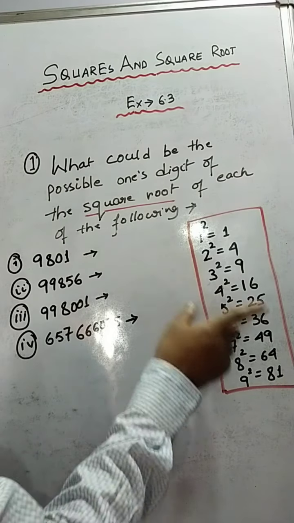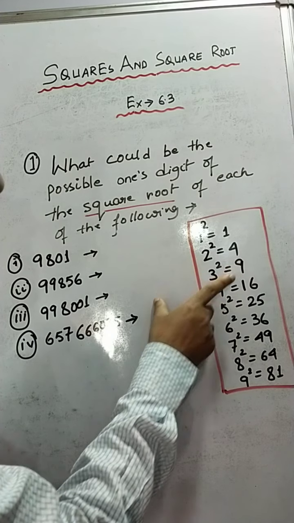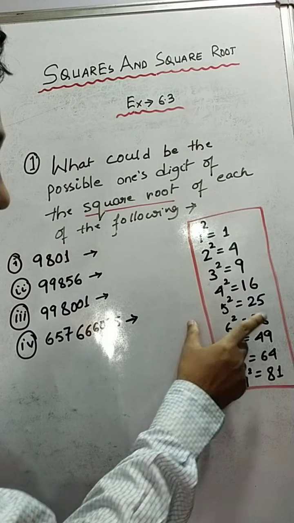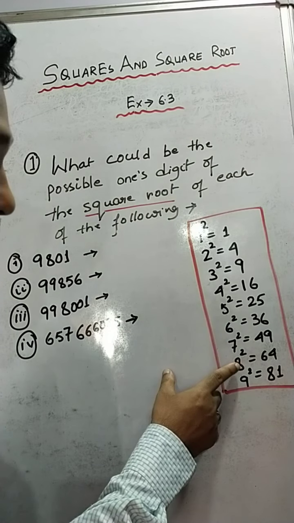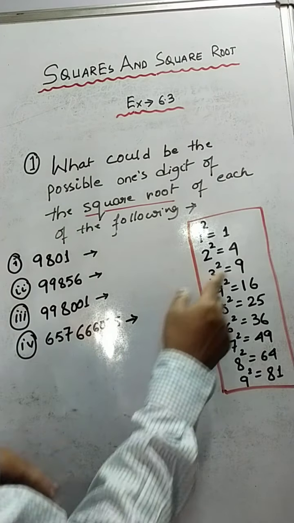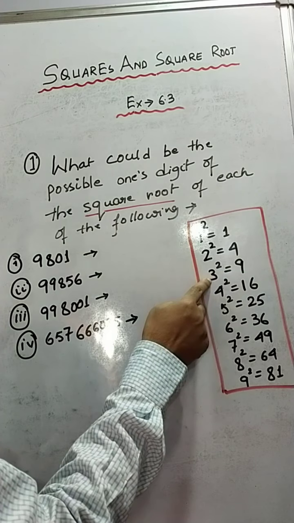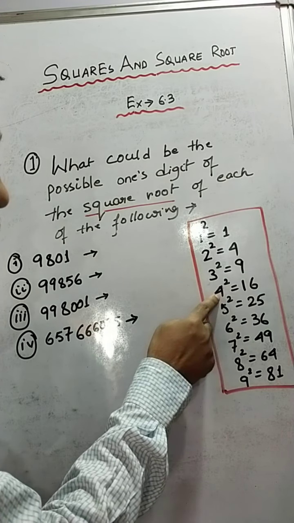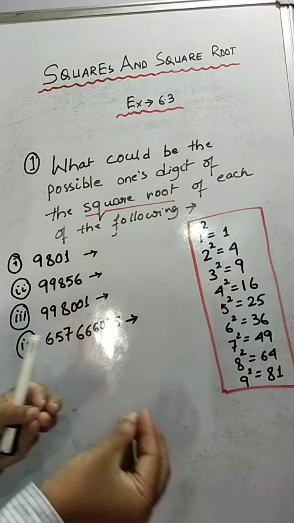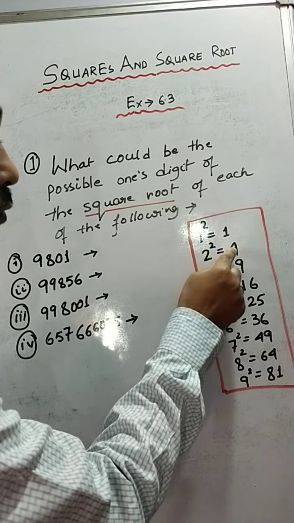We have learned that 1 square is 1, 2 square is 4, 3 square is 9, 4 square is 16, 5 square is 25, isn't it? 6 square is 36, 7 square 49, 8 square 64 and 9 square 81. That means we can also say that the square root of 4 is 2, the square root of 9 is 3, the square root of 16 is 4, if I say it in the reverse order.